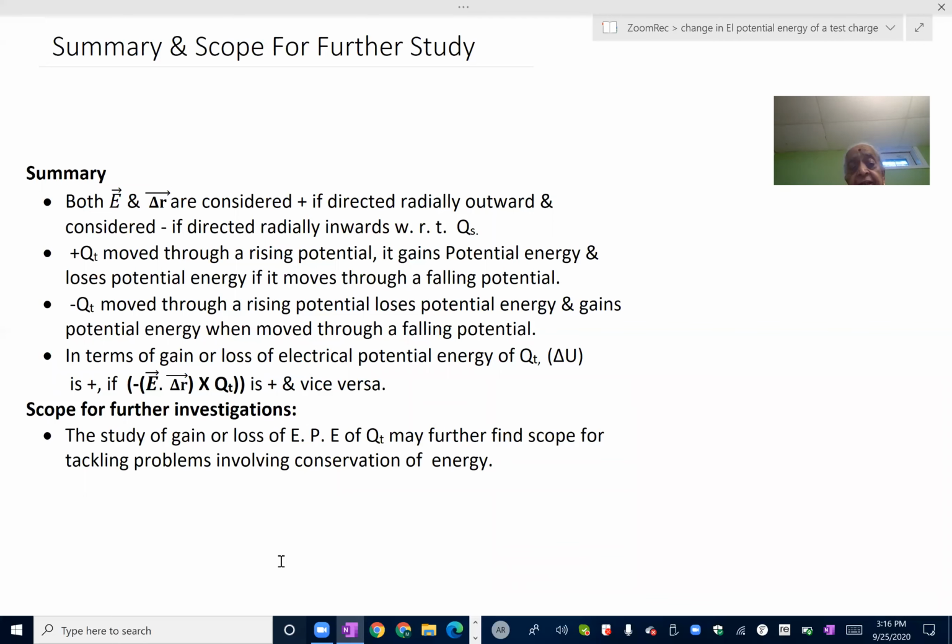Minus QT taken through a rising potential will lose energy, and when it is taken through a falling potential, it will gain, because minus QT into delta V positive is a multiplication of minus and plus, and so on. In terms of gain or loss, this will be the fundamental equation: minus of E dot delta R times QT will be positive if delta U is a gain. That will become negative, and that means it is a loss.